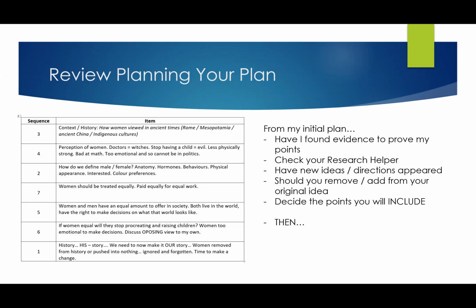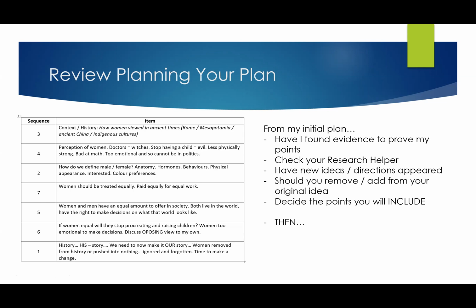It's very, very common for your research to change the structure or the direction of your essay, and that's absolutely fine. It's part of the process. So from my initial plan, have I found evidence to prove my points? Have a look at the points I've included here and have a look at your research. Can you confirm that you have research to back up and provide evidence of these points?